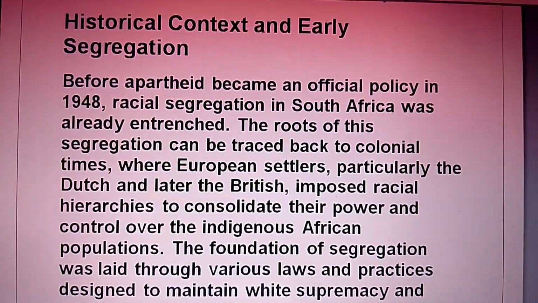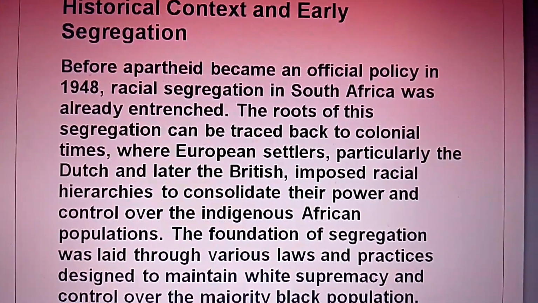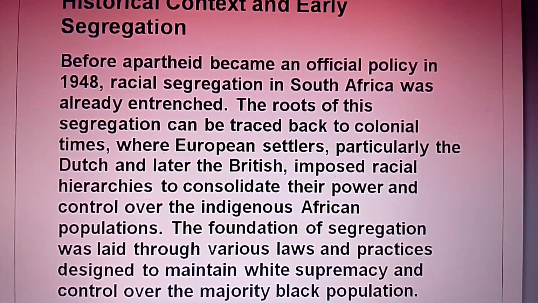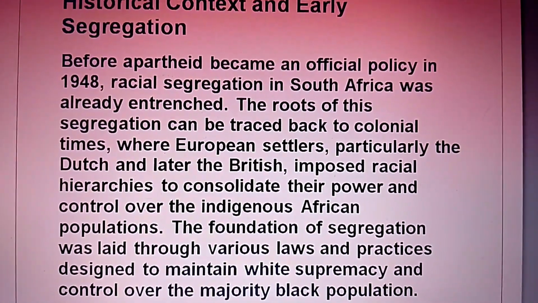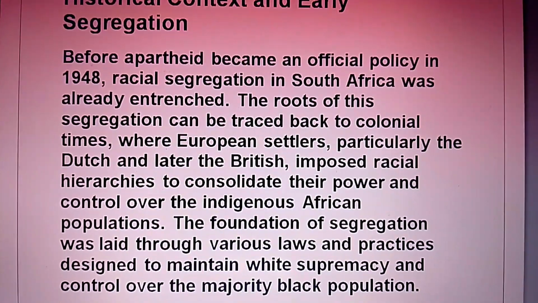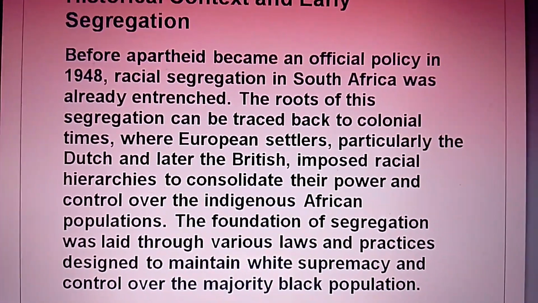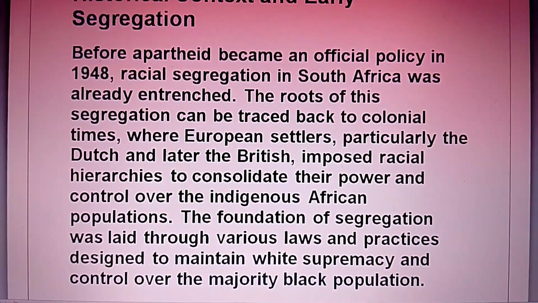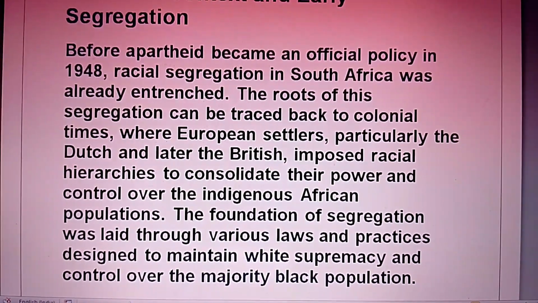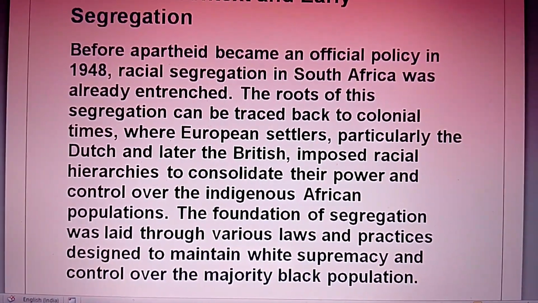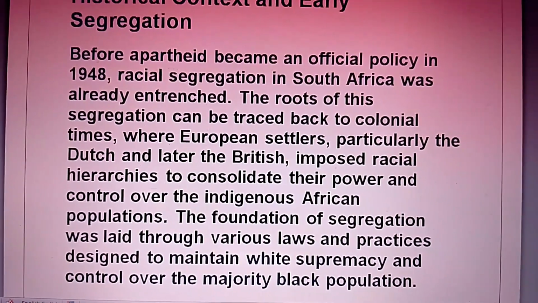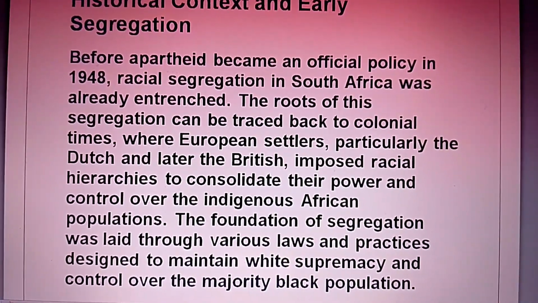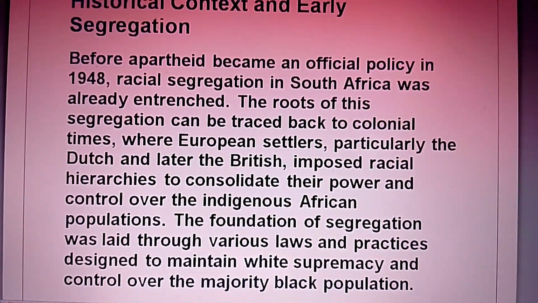Historical context and early segregation. Before apartheid became an official policy in 1948, racial segregation in South Africa was already entrenched. The roots of this segregation can be traced back to colonial times, where European settlers, particularly the Dutch and later the British, imposed racial hierarchies to consolidate their power and control over the indigenous African population.